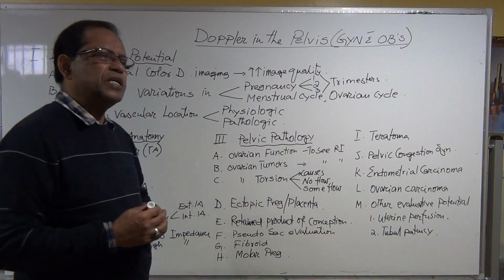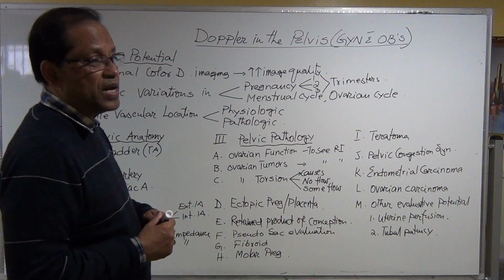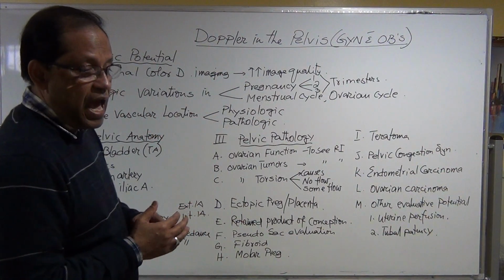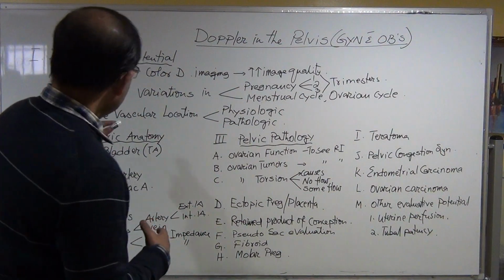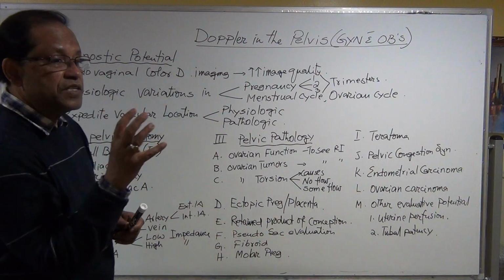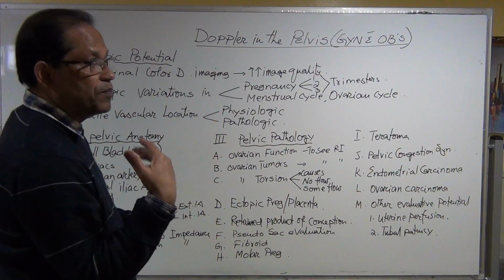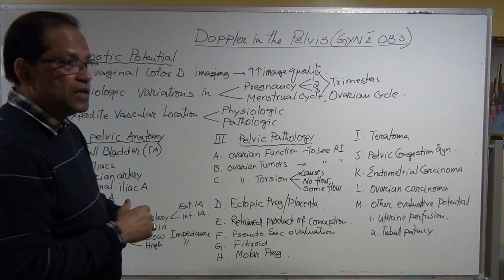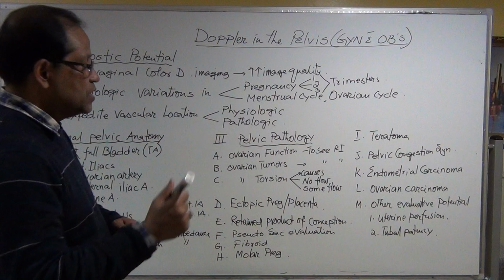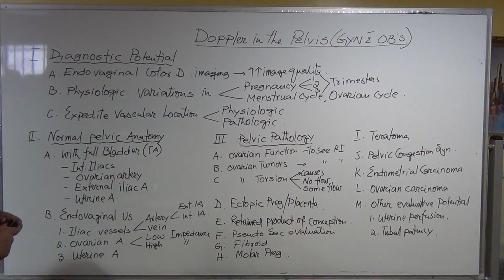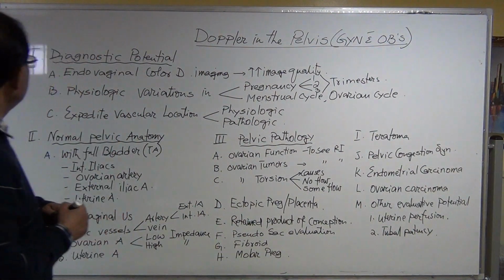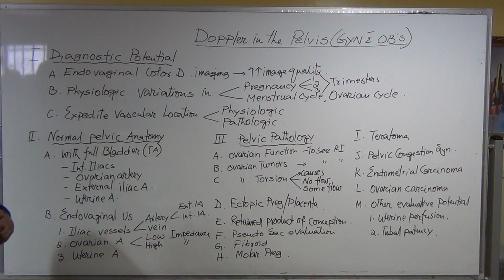In which condition do we usually see hypervascularity? Hypervascularity we can see in infection and in malignancies. So we can identify a vascular location that is suspicious for bad disease because it is showing hypervascularity within an organ. So expedite a vascular location. Okay, so that is the way we will use it, that is the diagnostic potential.